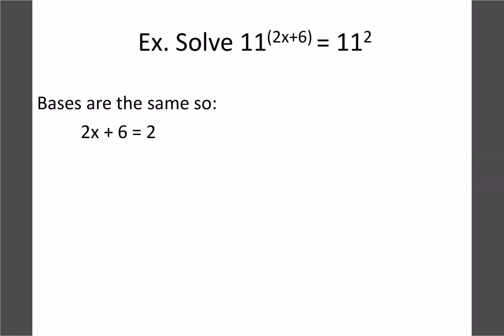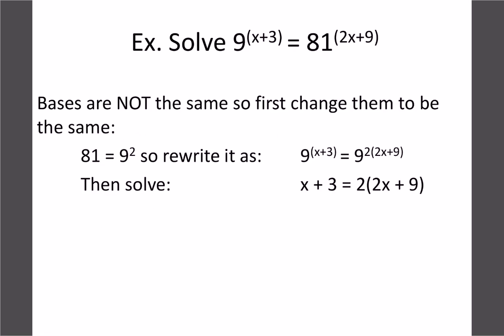Here's another one. We've got 11 to the 2x plus 6 equals 11 to the 2. Bases are the same, so just make your exponents equal to each other, and then solve. Bring the 6 over, divide by 2, we get x equals negative 2. If you weren't sure, you could plug that back into the original. If we put negative 2 in, we'd have 2 times negative 2, which is negative 4, plus 6. That gives us 11 to the 2, which is the same as the other side. So you can always plug it in to see if you got it right.